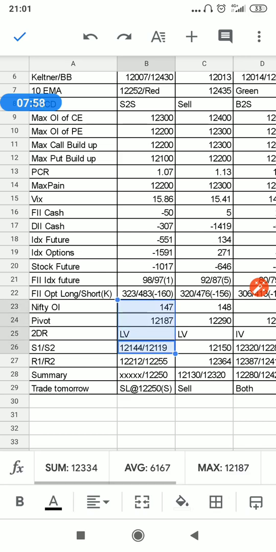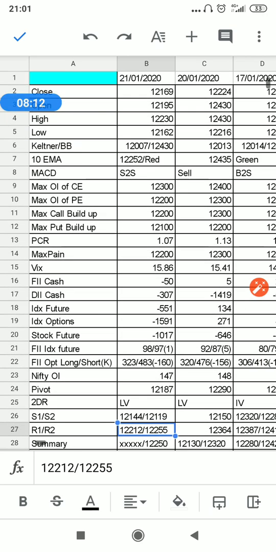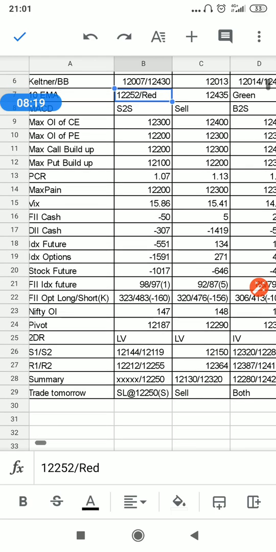So for tomorrow, S1 is coming at 12,144 and S2 is at 12,119. Similarly, R1 is coming at 12,212 and R2 is coming at 12,250. If you look at it, today's high was 12,230. Okay, and the 10-period moving average is at 12,252. And R2 is also coming around 12,255. So for tomorrow I'm expecting that any kind of bounce will get some tough resistance at 12,250.